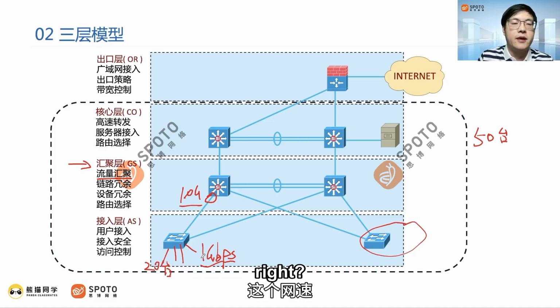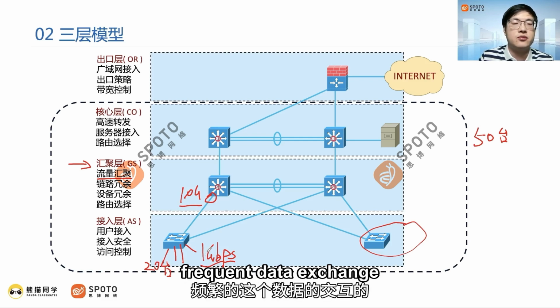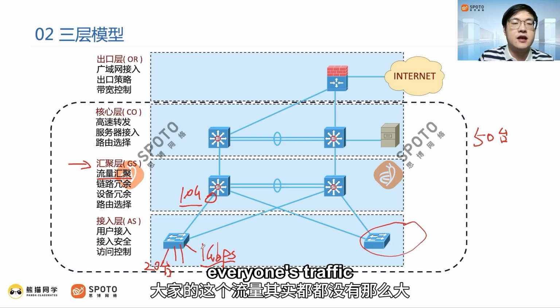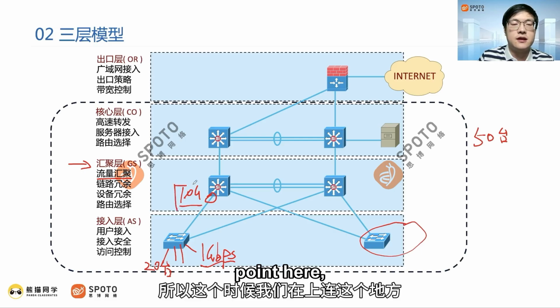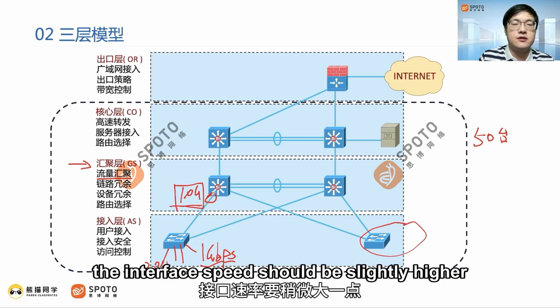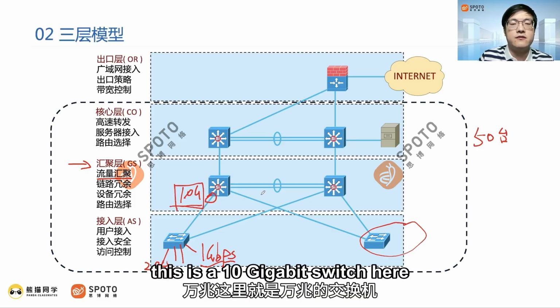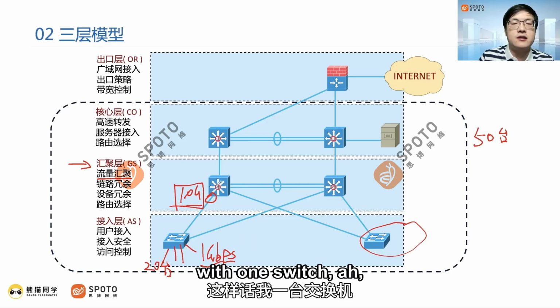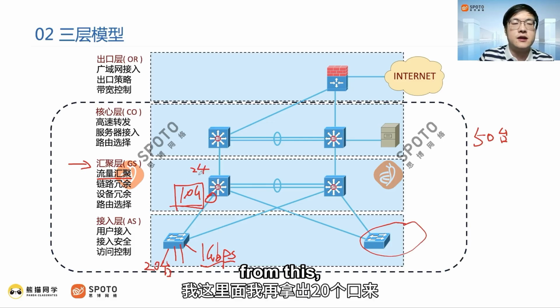Net, right? Because there isn't constant, frequent data exchange. Most of the time, everyone's traffic is actually not that large. So at this uplink point here, the interface speed should be slightly higher, one tier higher. 10 gigabit, this is a 10 gigabit switch here. With one switch, for example, if this is a 24 port switch, from this, I can take out 20 ports. Right?